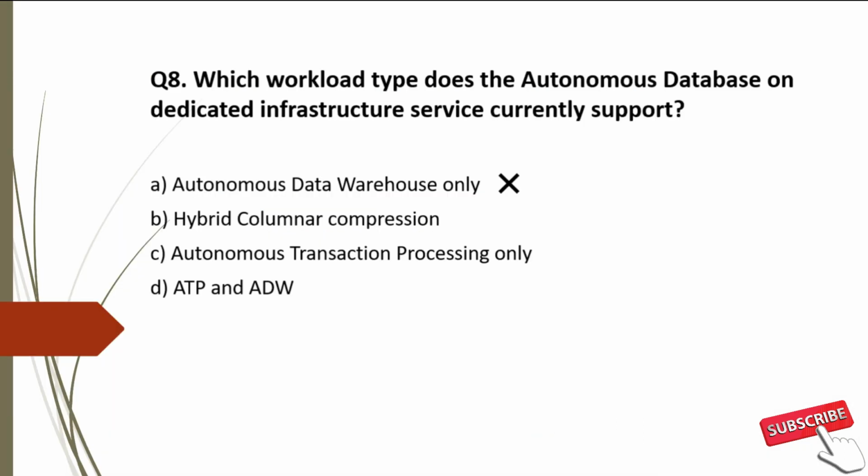So option A is incorrect, as it does support autonomous transaction processing or ATP also. Option B, hybrid columnar compression, is also incorrect. Option C is also incorrect, as it does support autonomous data warehouse or ADW. And last option, option D, ATP and ADW, this is correct. Autonomous database on dedicated infrastructure service supports both ADW and ATP.